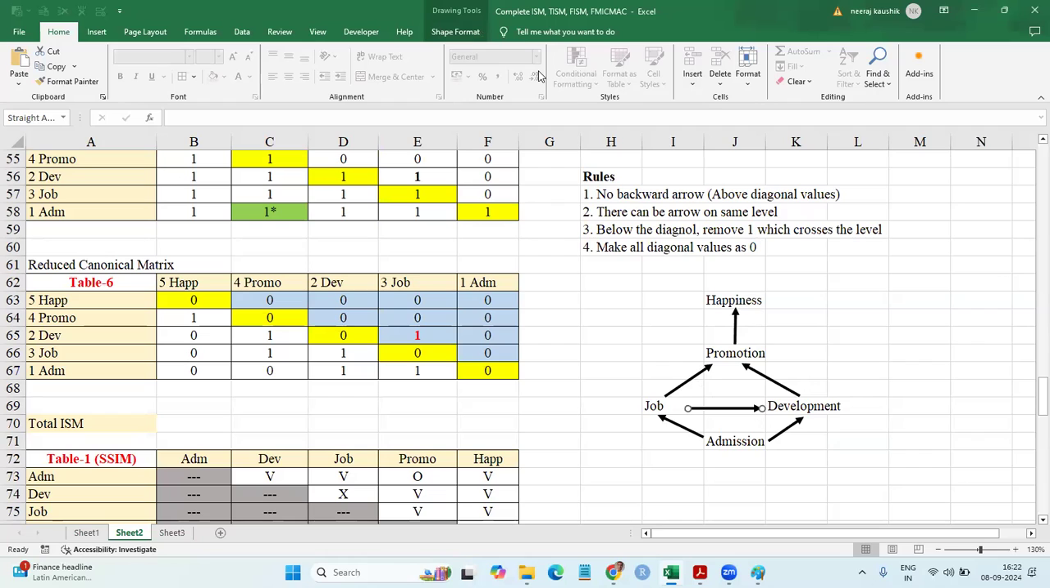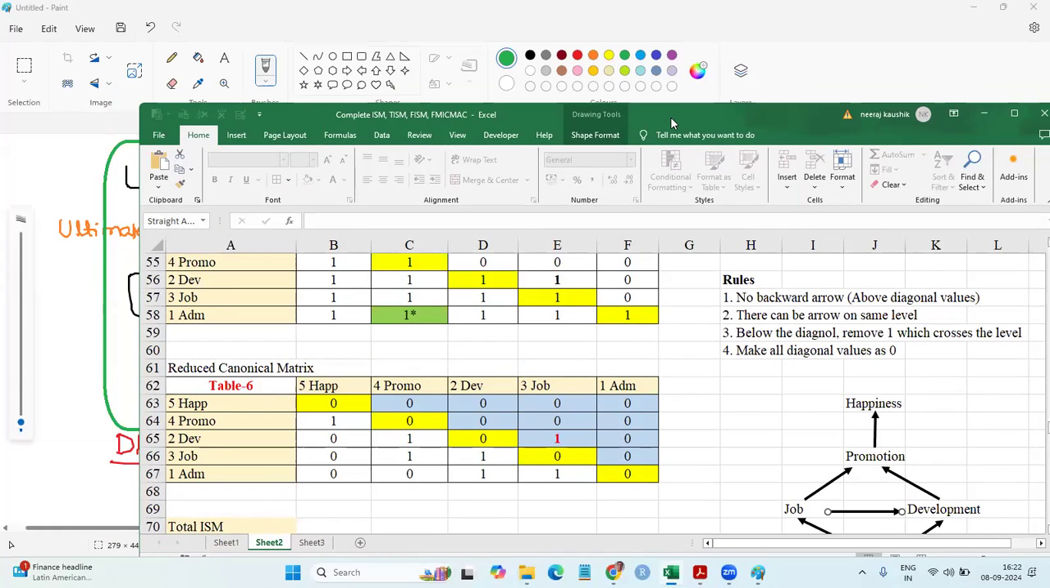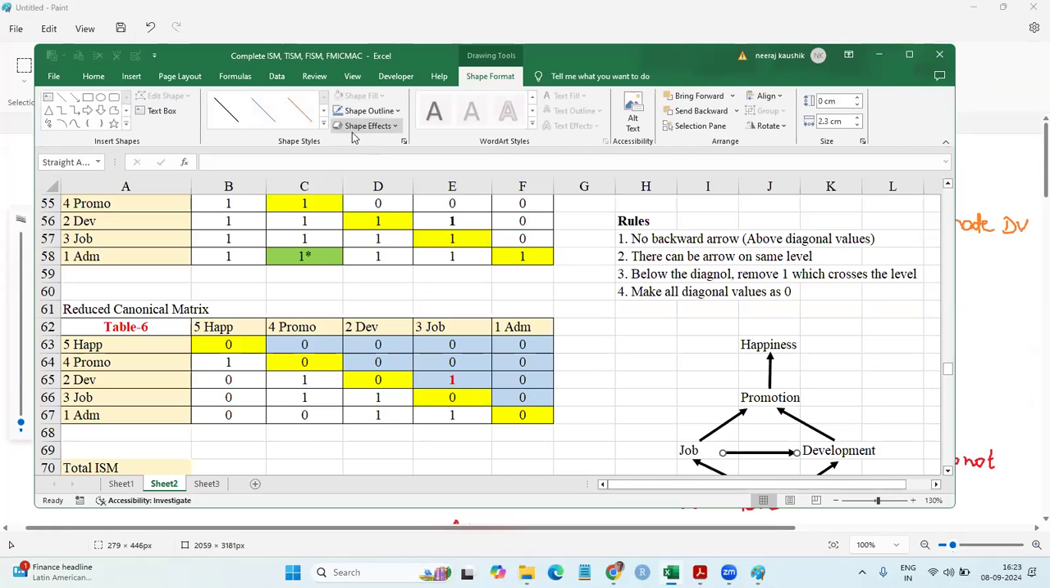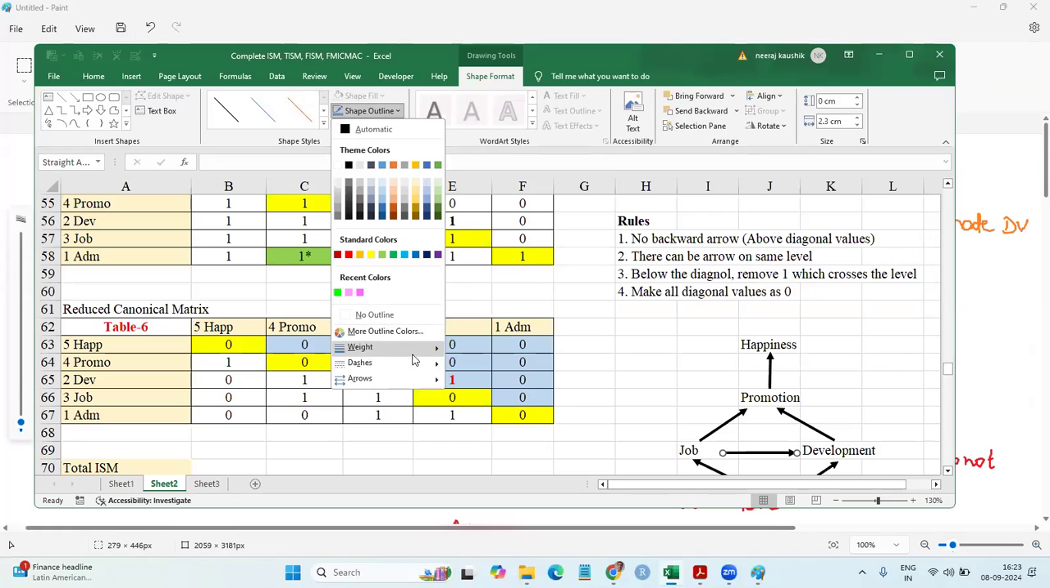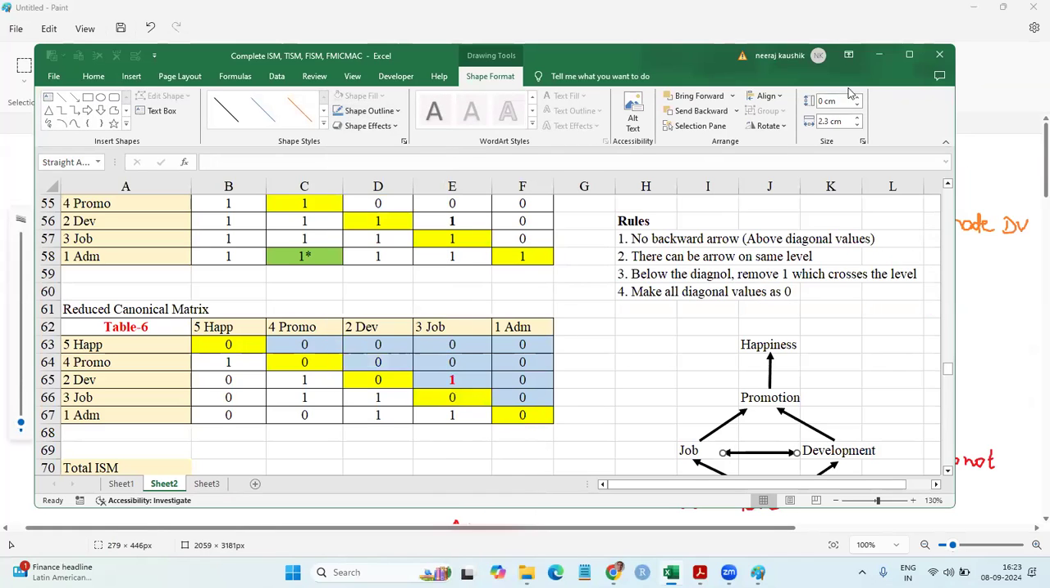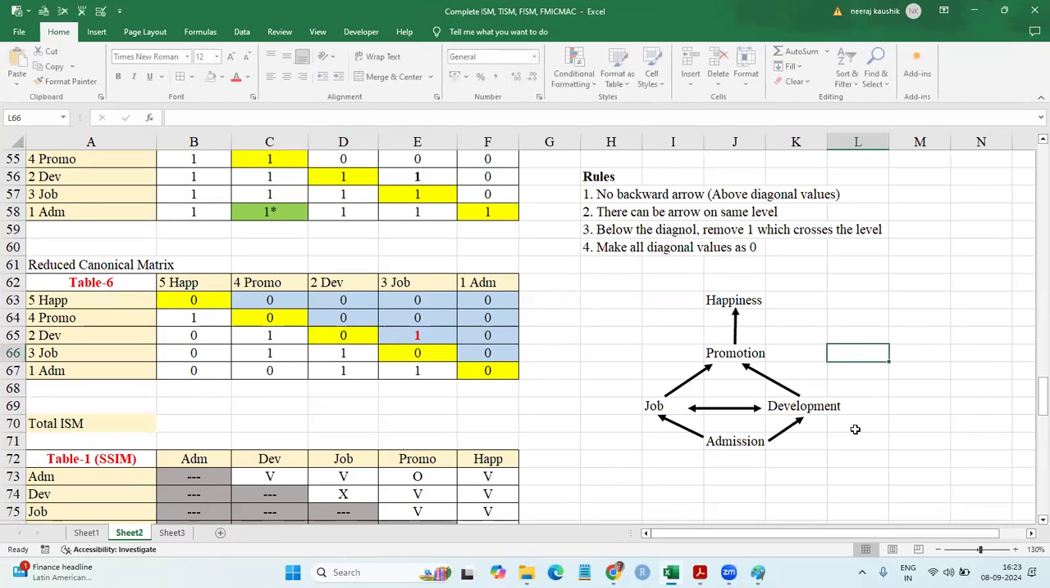Can change it from here. Not able to go to the next menu. I need to make a 2-sided arrow. In the shape format outline, from the arrows, we can make the 2-sided arrow. 2-sided arrow, right? So this is the basic diagram.